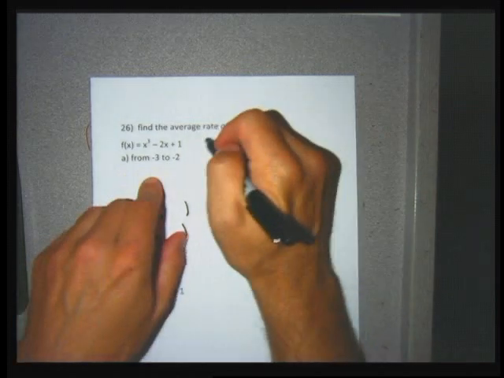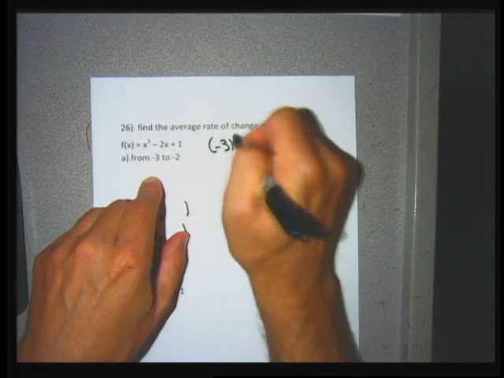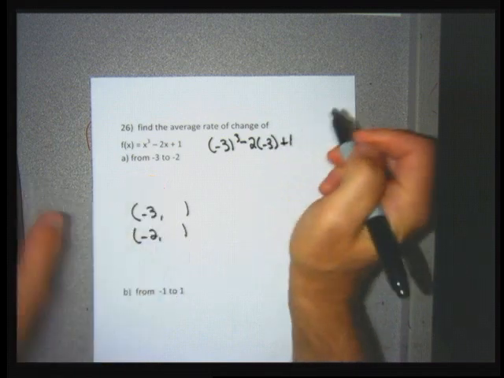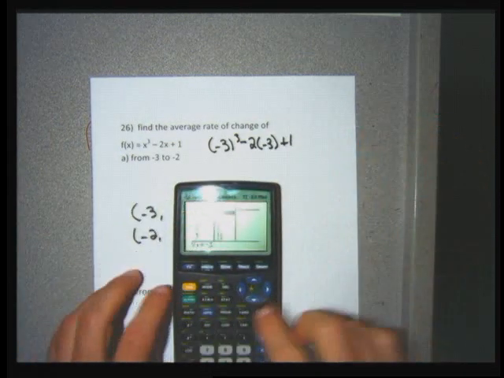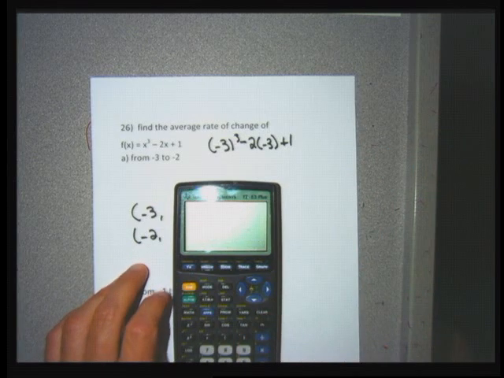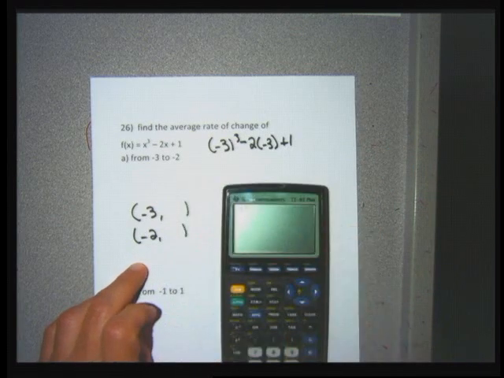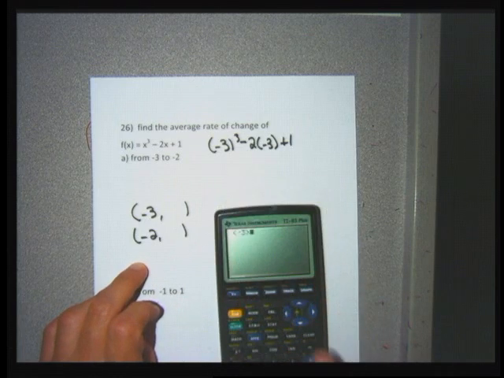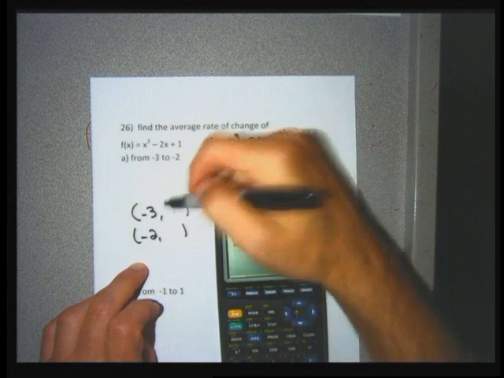For negative 3, I'm going to go negative 3 cubed minus 2 times negative 3 plus 1. If I'm feeling lazy, I can use my calculator to do this. I don't care if you use your calculator to do this. To do this, I'd go parentheses, negative 3, up arrow, 3 minus 2 parentheses negative 3 plus 1. So that's saving me brain power. The y that comes out there is negative 20.